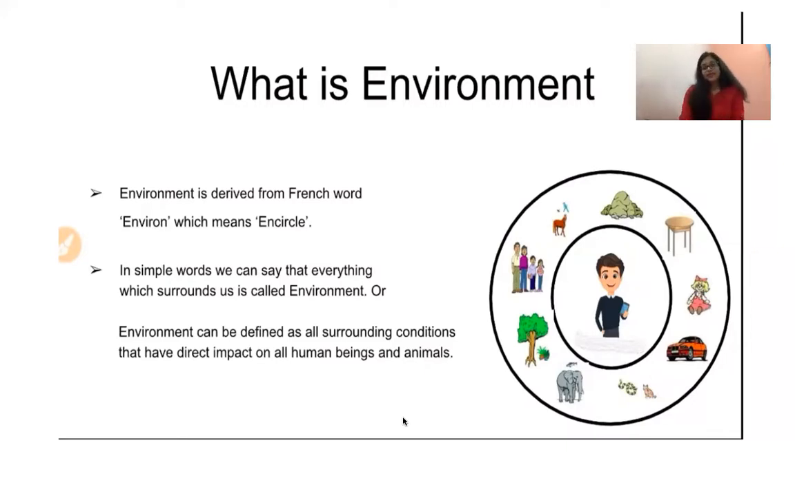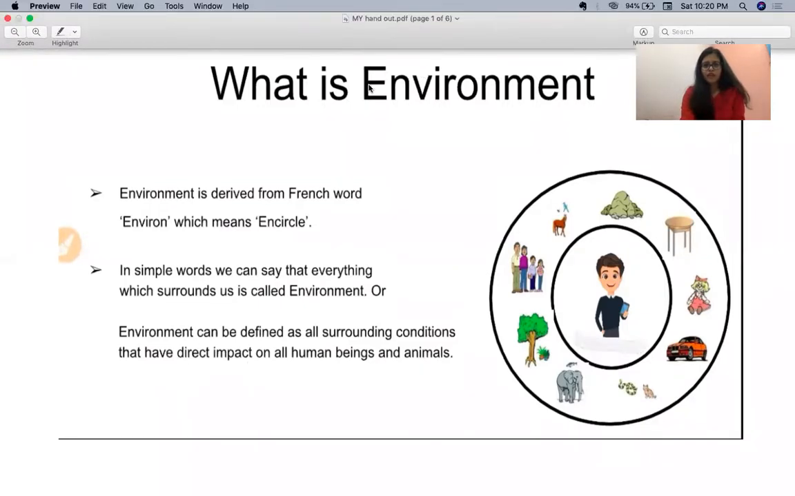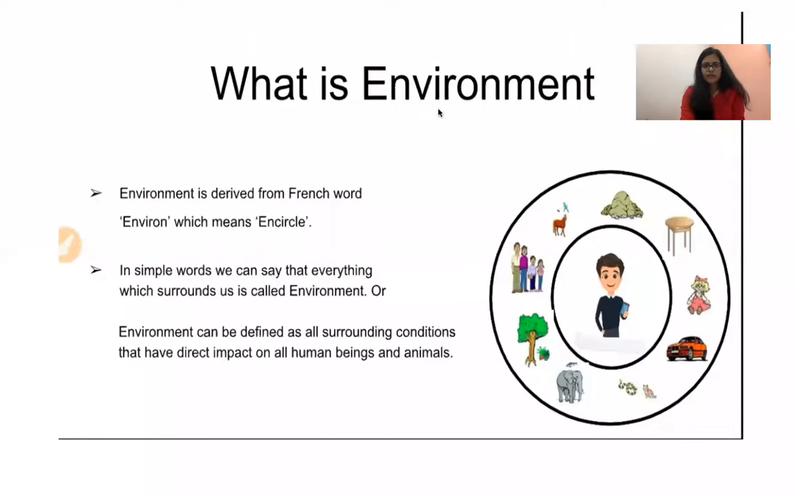Great. So there's another definition that you can note down: environment can be defined as all surrounding conditions that have direct impact on all human beings and animals, right? What is this direct impact? Let me highlight this for you over here. We are talking about how the environment is going to have a direct impact on us, right? That is, whatever we are doing to our environment is going to have a repercussion on us, on everything on this planet, right?